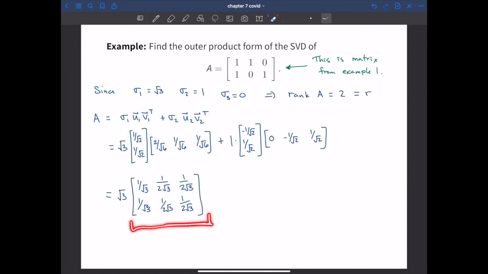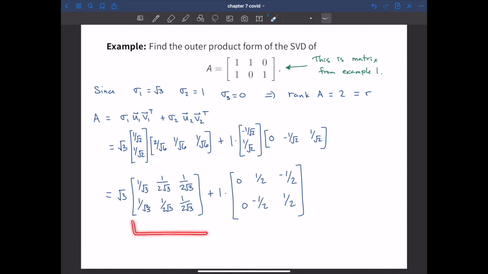It's kind of a simple matrix because both rows are the same. And then plus 1 times this matrix here is going to be 0, 1/2, minus 1/2, and 0, minus 1/2, 1/2. Okay, and so we see that each of these matrices here has rank 1. Somehow these two simple matrices, when you add them together, give you the original matrix A.